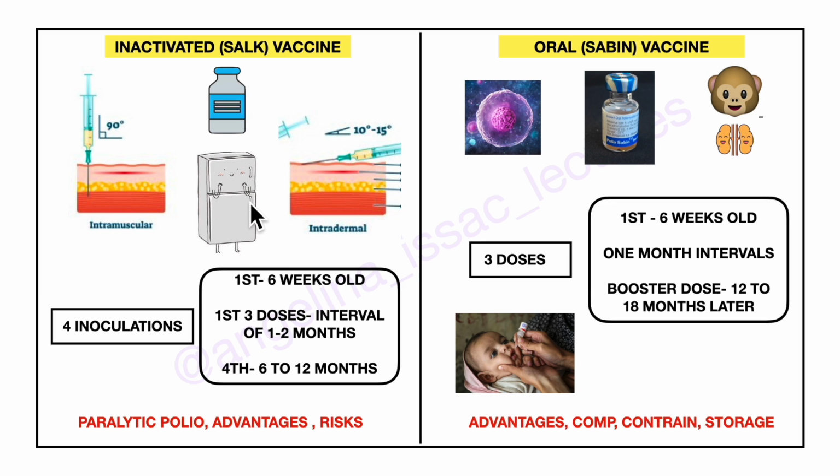Now, the primary immunization consists of 4 inoculations. The first 3 doses are given at intervals of 1 to 2 months. The first dose is given when the infant is 6 weeks old. The fourth dose is given 6 to 12 months after the third dose. Now it protects against paralytic polio.